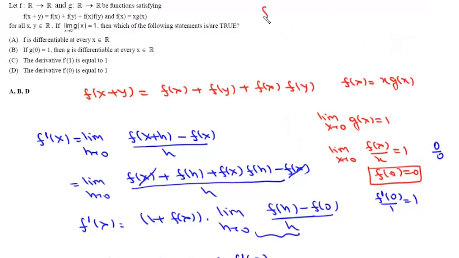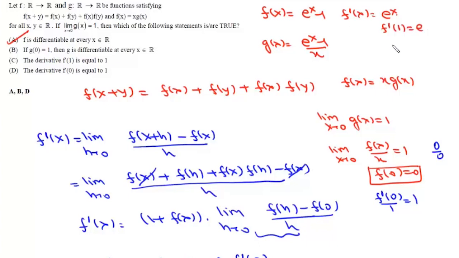So for this function, f(x) is e to the power x minus 1, and g(x) is e to the power x minus 1 upon x. Now f is differentiable at every x belonging to R, and if we find f'(x), it is e to the power x. f'(1) is e and f'(0) is 1. So C is incorrect and D is correct.